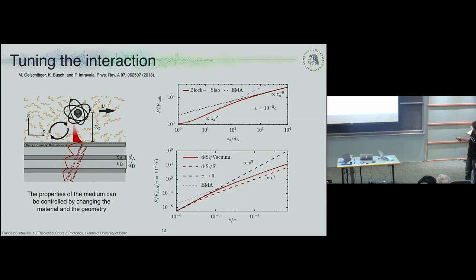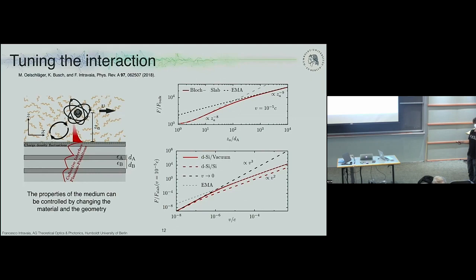So here you have a very short separation, the force is behaving as bulk. But as you increase the separation with respect to the thickness of this layer, the behavior of the force, the power law, will change. It will go from 10 to the minus 10 to 10 to the minus 8. This is because the atom is seeing essentially the first layer of this multilayer system. Okay, this is where we are now.